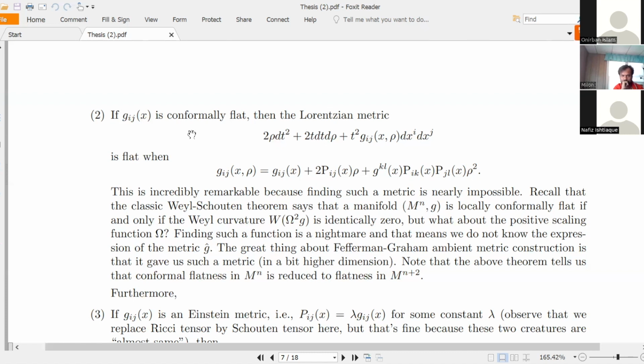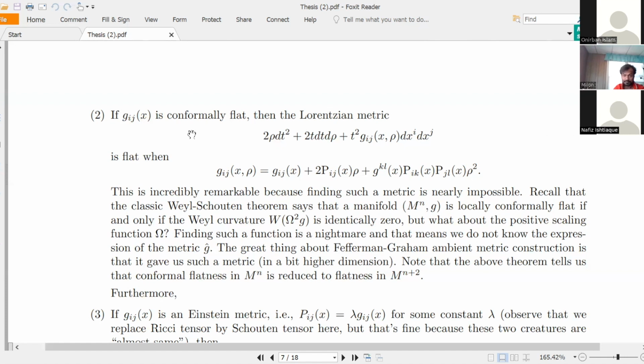I see. So this is true only for conformally invariant quantities, right? Yeah. This is one result, and you have some other kind of result. So if the base is conformally flat, then the top is flat. Try to appreciate this formula. Reducing a conformally flat thing into a flat thing is like a dream result for any mathematician.